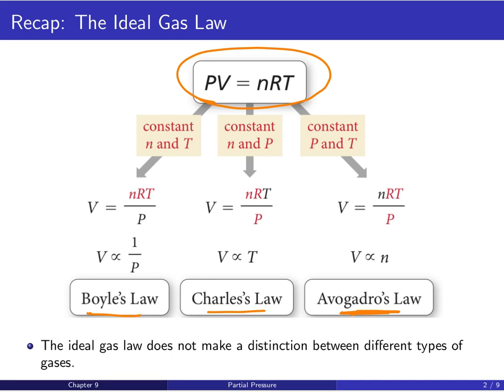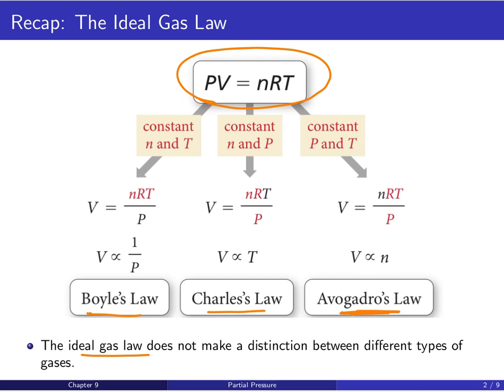I want to draw your attention to the fact that nowhere in this development did we make mention of a specific type of gas. In other words, this ideal gas law holds for any gas. To be more precise, it holds for any gas under a certain set of conditions, and we'll talk about those conditions in a future lecture. Suffice it to say, at typical temperatures and pressures, the PV equals nRT relationship will hold for any gas. We don't care about the identity.